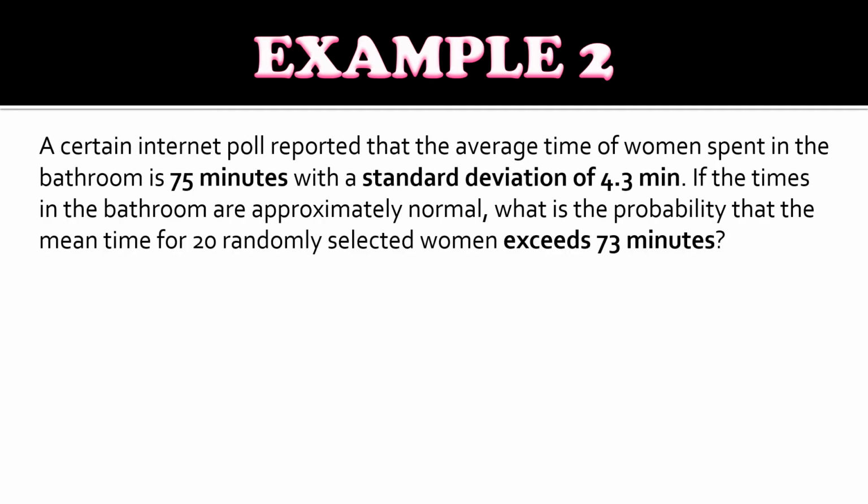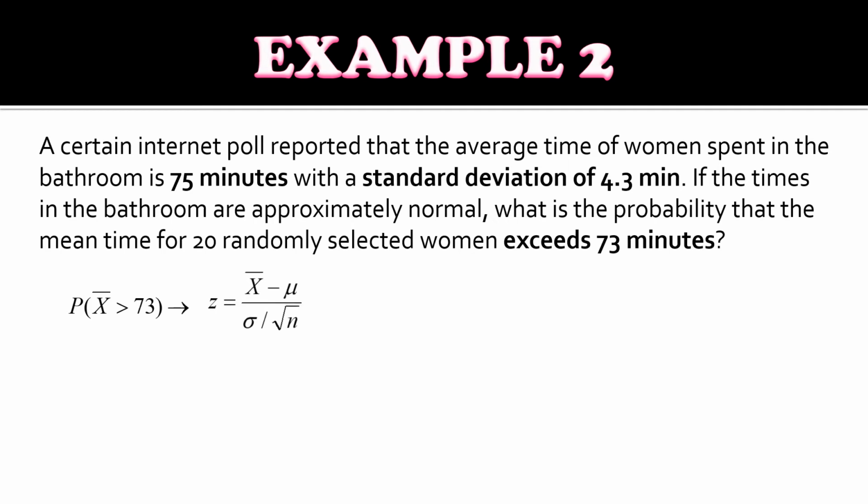We have example number 2. A certain internet poll reported that the average time women spend in the bathroom is 75 minutes with a standard deviation of 4.3 minutes. If the times in the bathroom are approximately normal, what is the probability that the mean time for 20 randomly selected women exceeds 73 minutes? So we're looking for the probability of x is greater than 73.